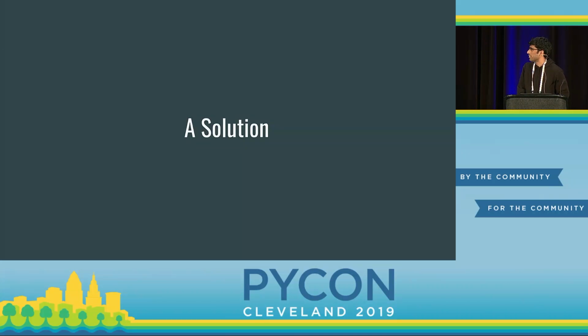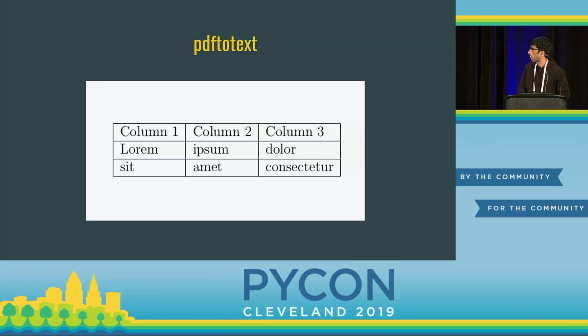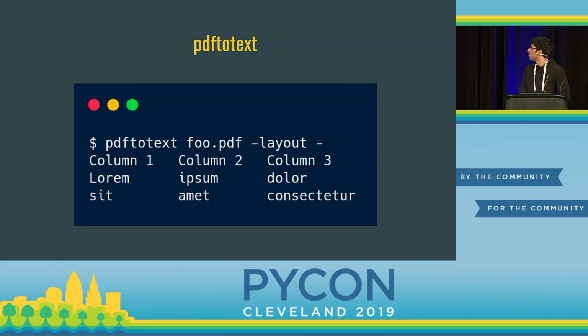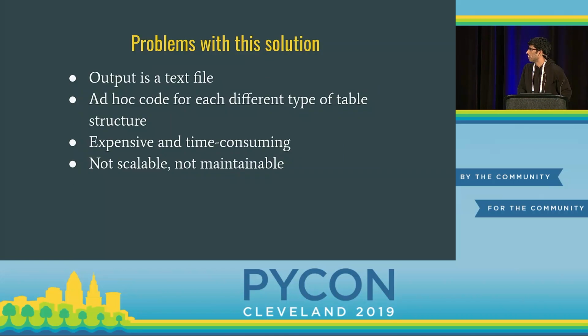So a solution that I tried was pdftotext, which just extracts the text from your PDF file into a text file while preserving the layout using white spaces. But there's a problem with that too, because the output that you get is a text file, and there's a post-extraction step required to make sense of the underlying text data and convert it into a table. You have to write custom code for each different type of table structure, which can become expensive and time-consuming, and that is not scalable.